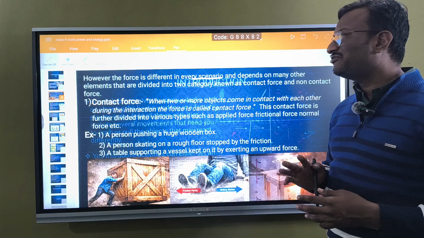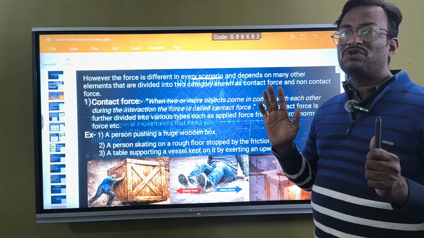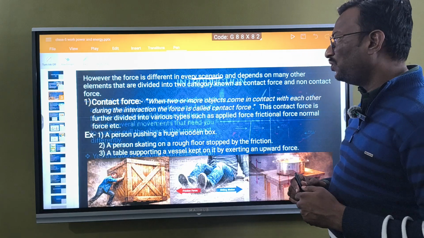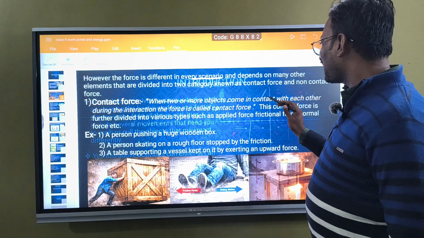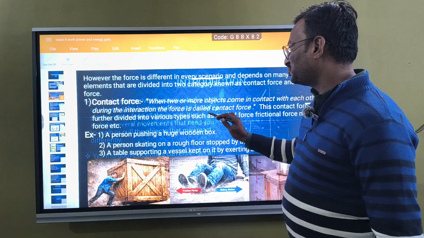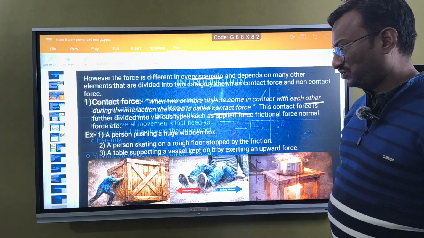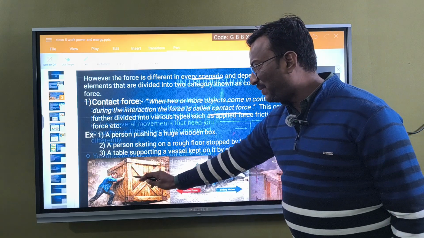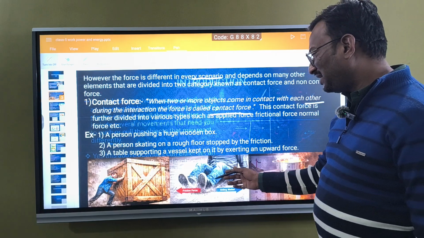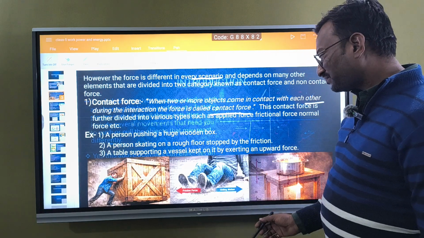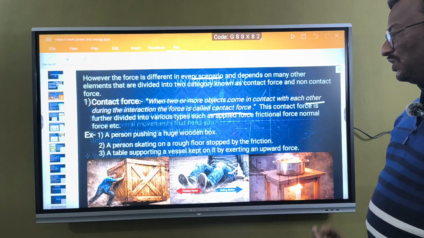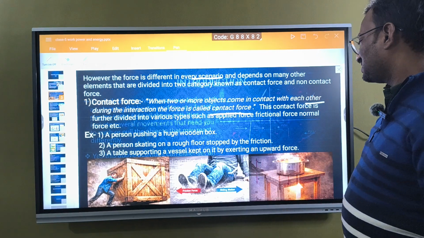So what is contact force? The force that is applied through touching is called contact force. When two or more objects come in contact with each other, the interaction of force is called contact force. See here, a person is pushing a heavy box, and here skating. He is sliding, due to a smooth surface the person is sliding.